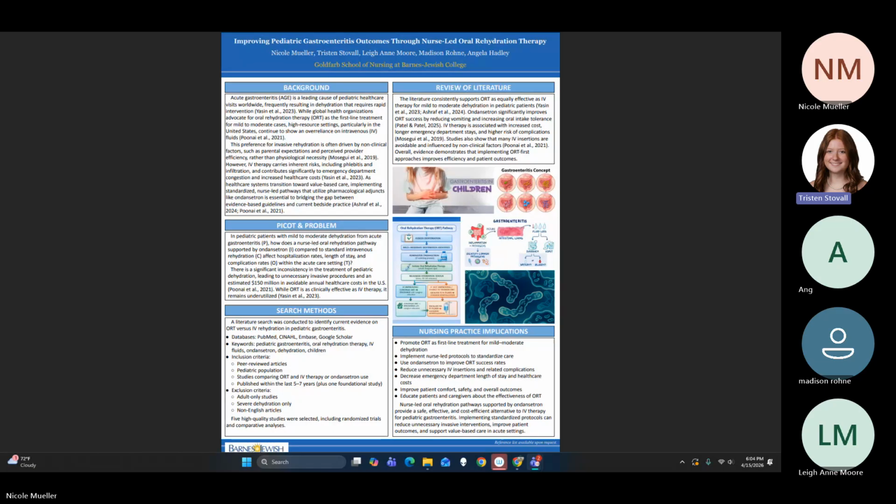Our topic is oral versus intravenous rehydration therapy in pediatric acute gastroenteritis. Acute gastroenteritis is characterized by inflammation of the stomach and intestines caused by viruses, bacteria, or parasites, most commonly through fecal-oral transmission. Pathogens damage the intestinal epithelium, leading to villus atrophy, decreased nutrient absorption, and impaired water absorption. This results in watery or inflammatory diarrhea, vomiting, and abdominal pain.